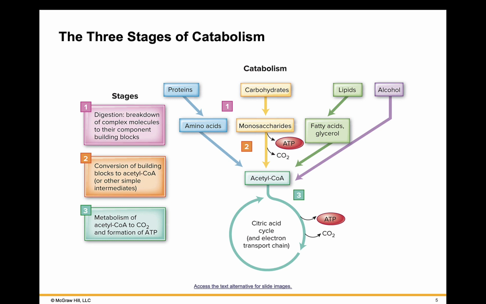When we look at the stages of digestion, the first is the breakdown of complex molecules to their component building blocks. Proteins will be broken down to amino acids, carbohydrates to monosaccharides, lipids into fatty acids and glycerol. Alcohol will be broken down directly to acetyl-CoA. The second is conversion of building blocks to acetyl-CoA or other simple intermediates, so notice everything pretty much funnels into the citric acid cycle and the electron transport chain as acetyl-CoA. The metabolism of acetyl-CoA to CO2 and formation of ATP is the third stage of catabolism.